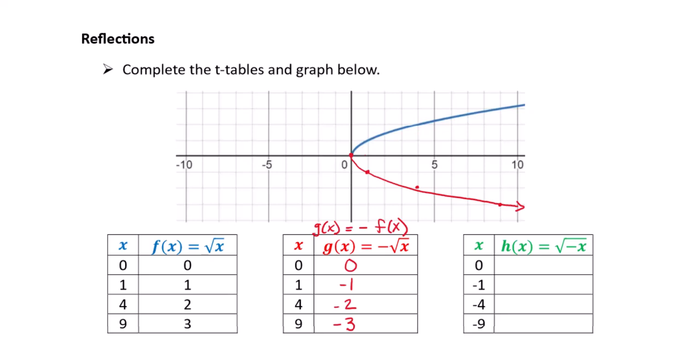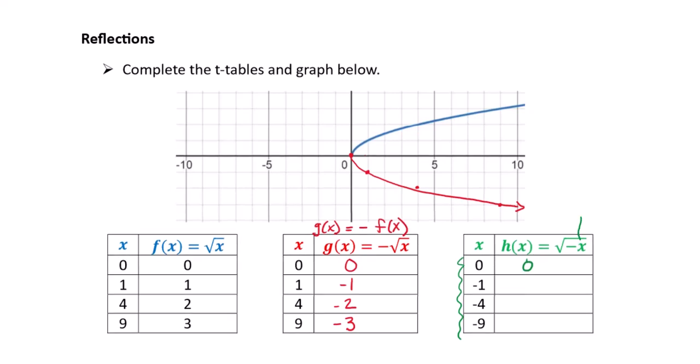Now, looking at the green h of x function, it's a little different story here. I have h of x equals the square root of negative x. Now, my inputs have changed here. I wouldn't be able to put in a value like 4, because I'd be taking the square root of negative 4. So I have to modify my inputs to get this to work correctly. If I put in a 0, there's no problem there. Negative 0 is 0, and the square root of 0 is 0.